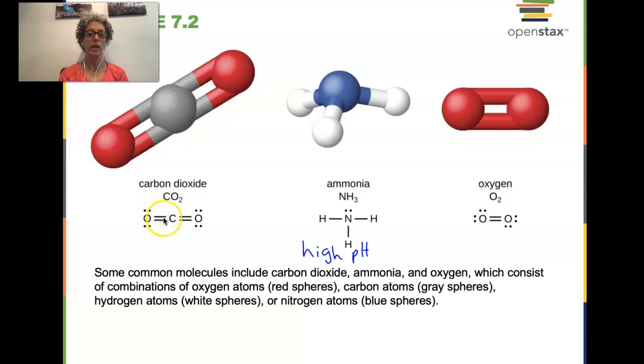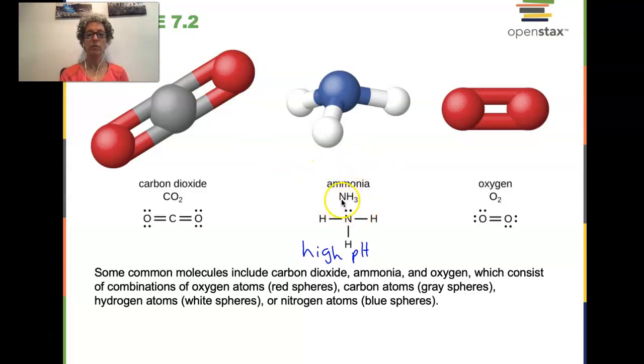Each solid line represents one covalent bond. One covalent bond represents a shared pair of electrons. So there's two pairs of electrons on this side of the carbon shared with that oxygen atom. There are two pairs of electrons shared with this oxygen atom on the other side of the carbon.